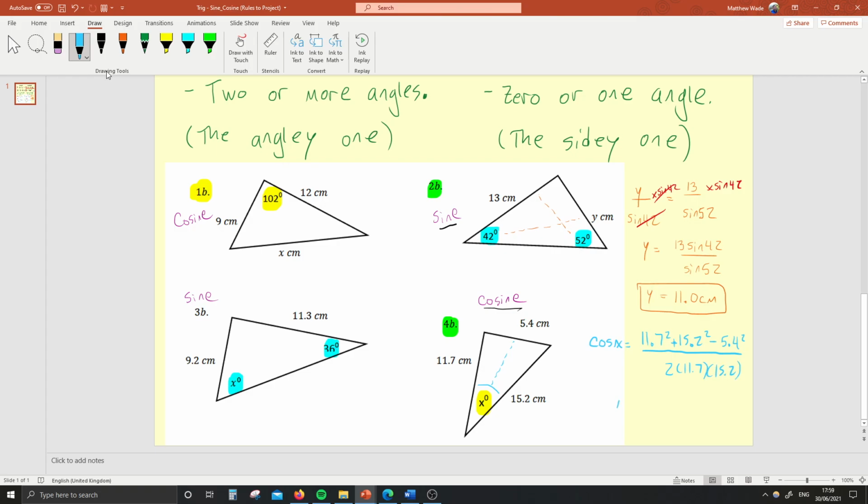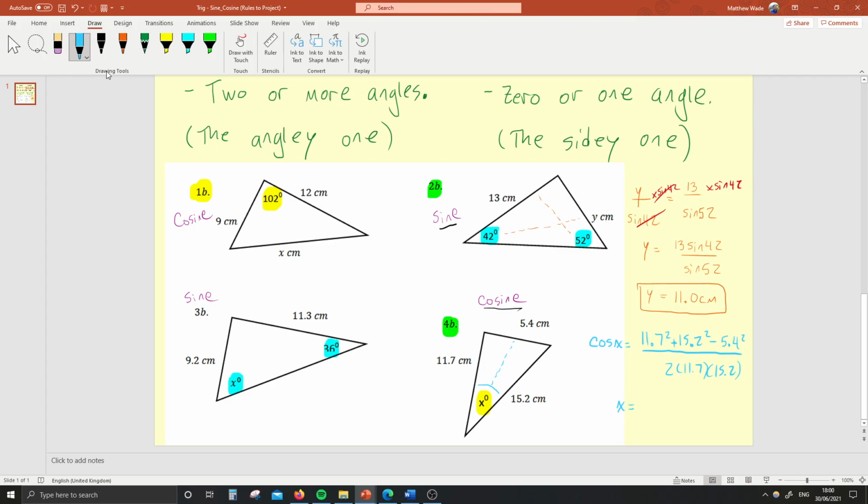Now, I'm going to go right for the final answer, but I'm going to speak it out how I got it for you. If you want to be really snazzy, push Shift Cos right now to get it into your calculator for you. But if you don't want to be snazzy, we're just going to push the fraction button first. 11.7 squared plus 15.2 squared, take away 5.4 squared, all on top of 2, open bracket, 11.7, close bracket, open bracket, 15.2, close bracket, equals, and you get an awkward number, which is wrong. I've made a mistake.